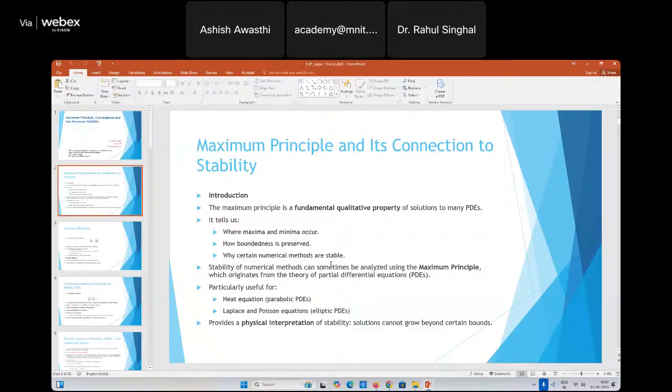Same thing with numerical methods also, or you can say the same thing if you look at civil engineering, right? When they are constructing a bridge, isn't it?